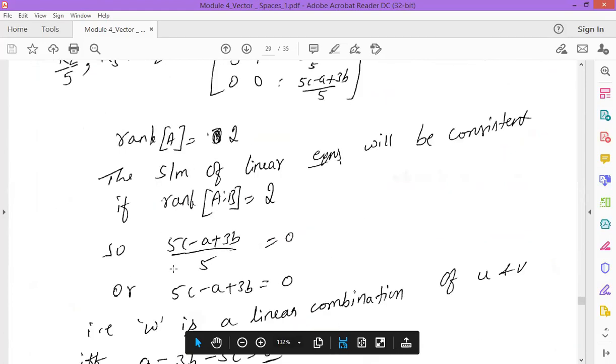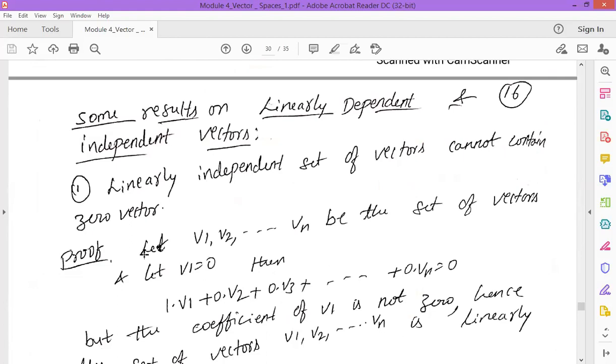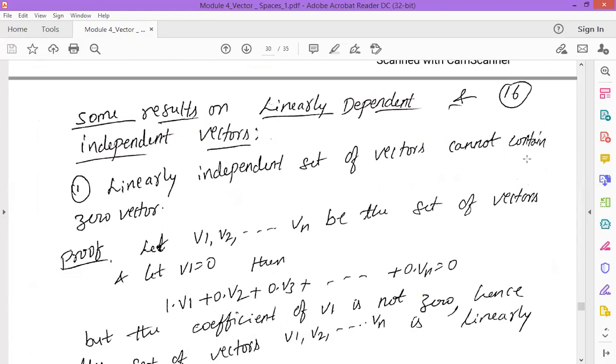Here we'll take some results on linearly dependent and independent vectors. In order to identify whether the given combination is dependent or independent, these results are very important. The first one is that a linearly independent set of vectors cannot contain the 0 vector. Suppose you are given a set v1, v2, v3 and so on. If any one of the vectors is a 0 vector, then you simply state that it is not linearly independent. So a linearly independent set cannot contain the 0 vector.